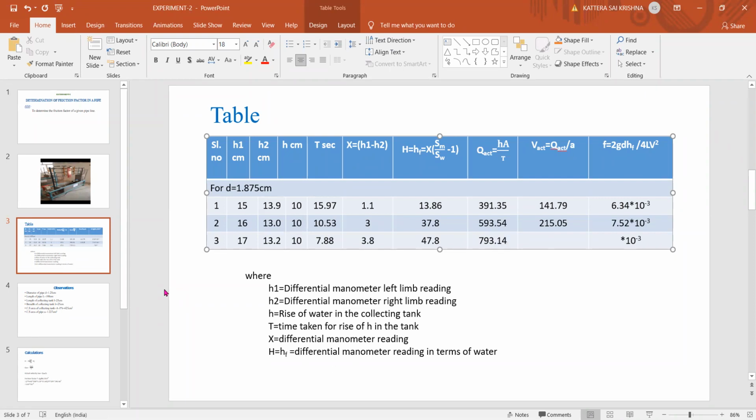Next V actual. 287.37. Last F value. 5.32, 7.62, sir. Which one is correct? 5.3.